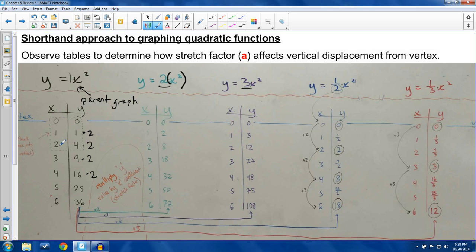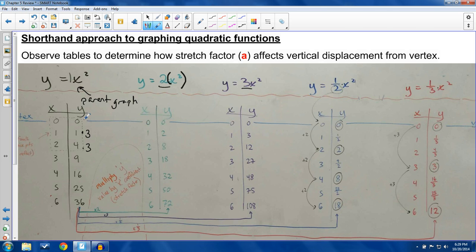You go over 1, you go up 1, you go over 2, you go up 4. However, if you have a stretch factor applied, like 2, let's try 3 this time. Now, instead of going up 1, you're going to go up 1 times 3. Well, 1 times 3 is 3. That's where we're getting that number. You go over 2, you'll go up 4 times 3. And 4 times 3 is 12, etc.